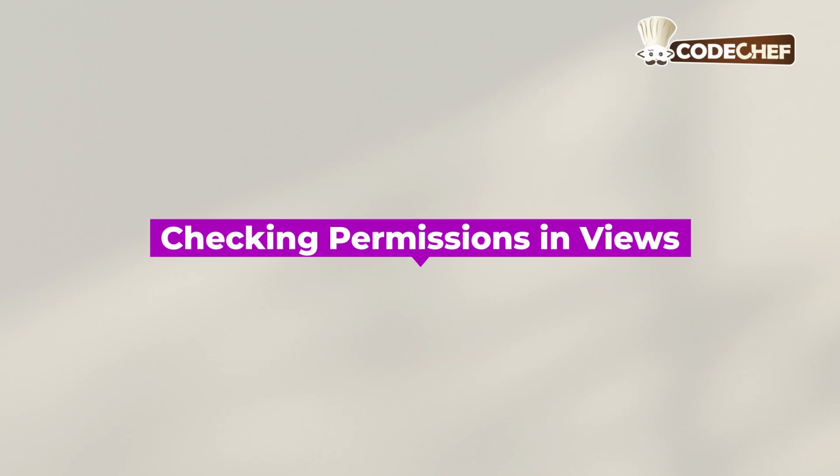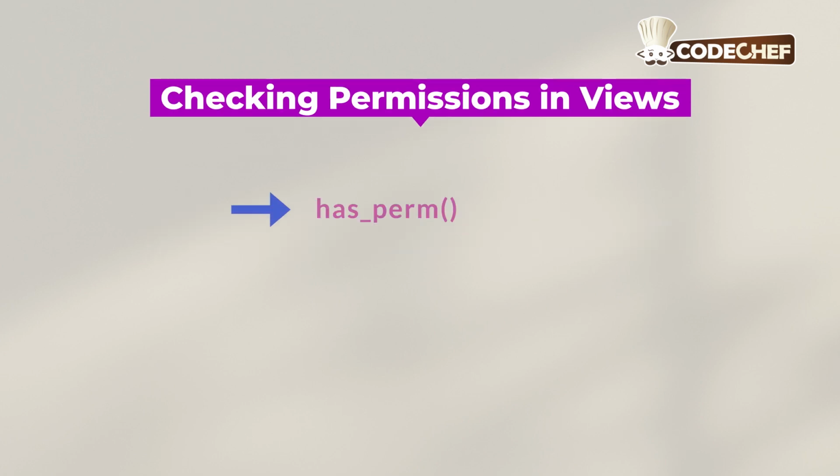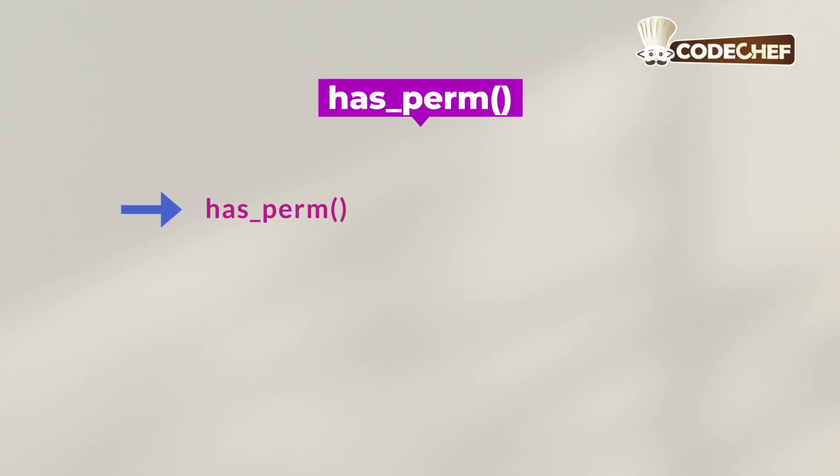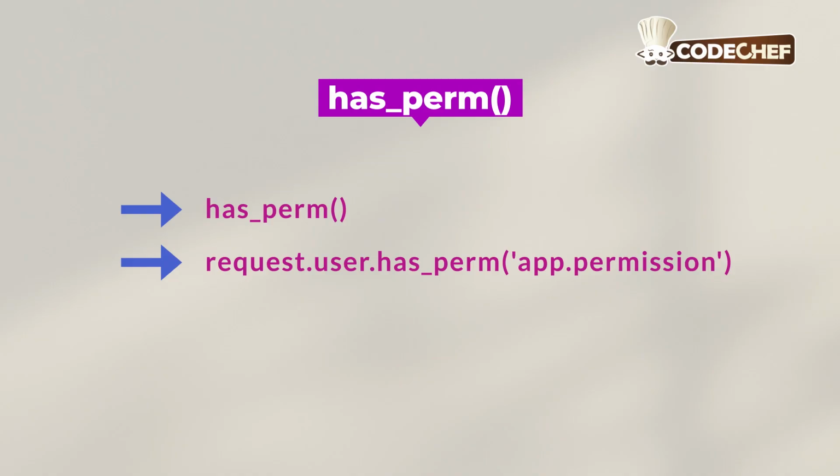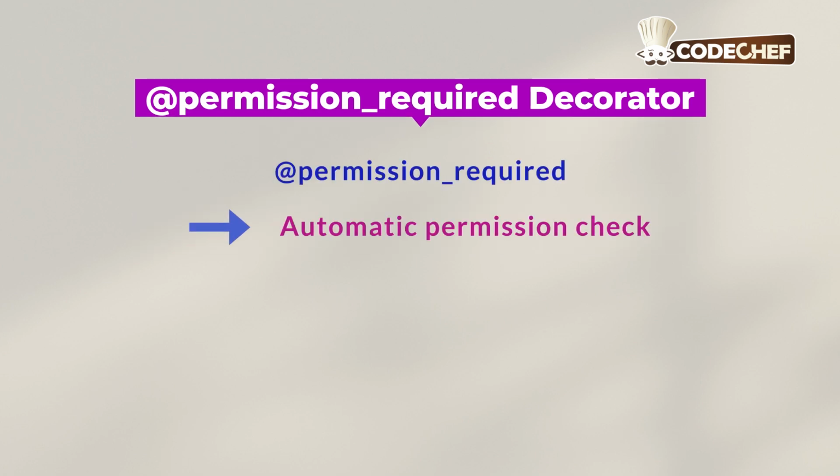Django gives us 2 common ways to check permissions inside views. We can manually check permissions using the has_perm method, or we can use Django's @permission_required decorator. Let's look at the has_perm method. Every authenticated user has a has_perm method. This allows us to dynamically check permissions and handle access however we want inside our logic. Then we have this permission_required decorator. This is a shortcut. It automatically checks permissions and prevents access if the user doesn't have the required permission.